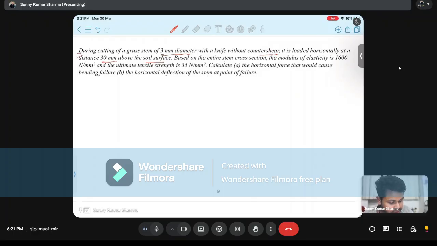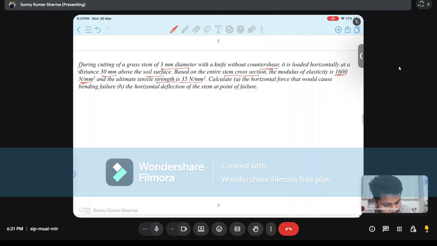Based on the entire stem cross section, the modulus of elasticity is 1600 Newton per mm square. The ultimate tensile strength is 35 Newton per mm square. So this ultimate tensile strength is SU. The modulus of elasticity is epsilon. You have to find the horizontal force that would cause bending failure.